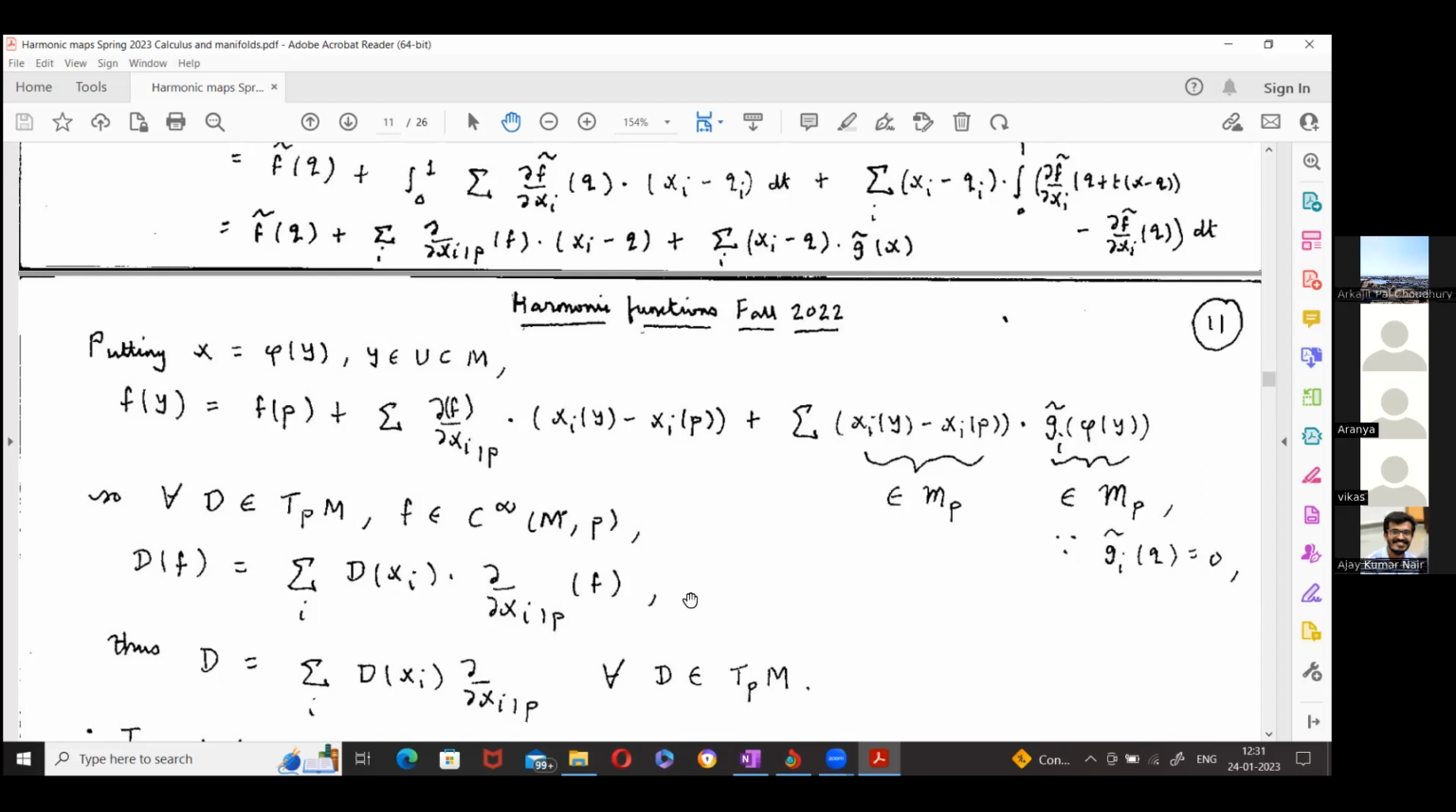But what does this mean? This is true for all f. The right-hand side is a linear combination of the ∂/∂xi's with coefficients d of xi, acting on f. So this is true for all f in the ring of germs. That means that d is equal to this linear combination, the sum over i of d of xi times ∂/∂xi at p. Is that clear?